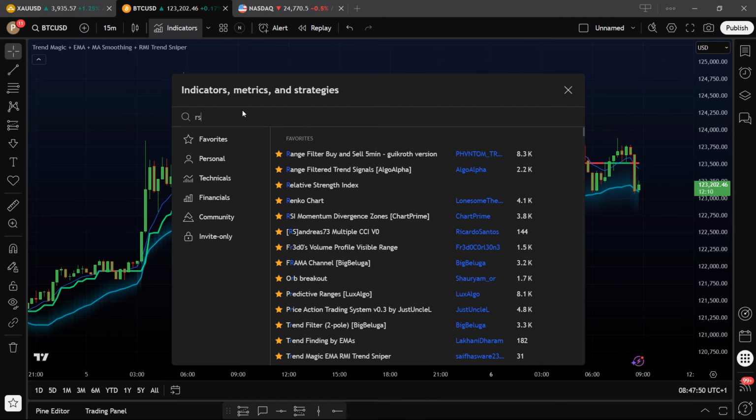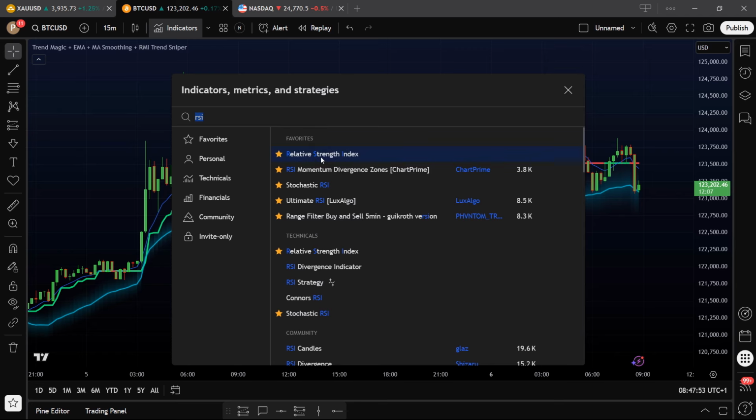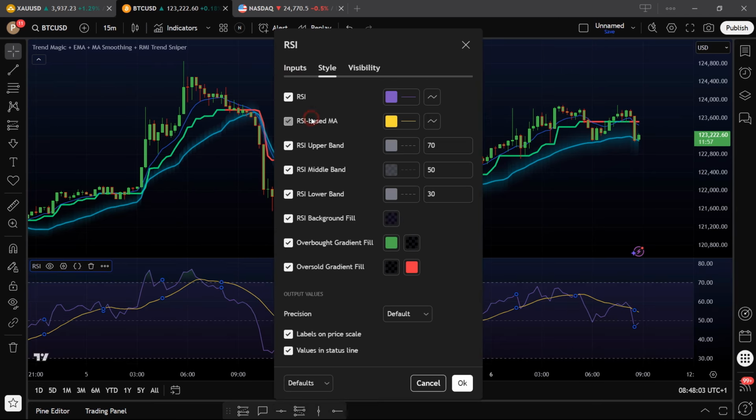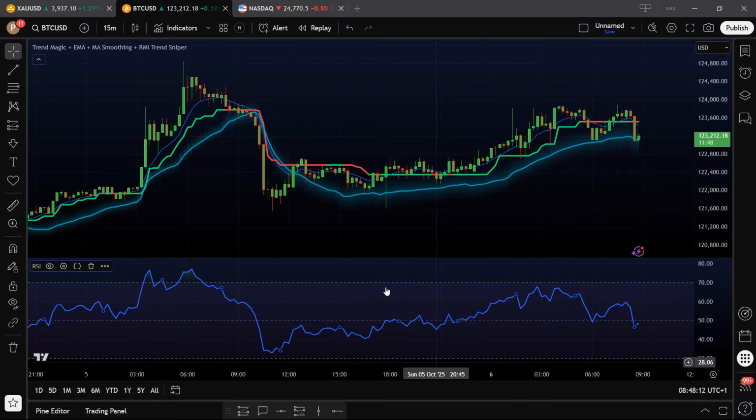Step 2. Build the momentum catcher. First, add an RSI indicator. Change its length to 21 and its color to blue. This is your main trend direction.